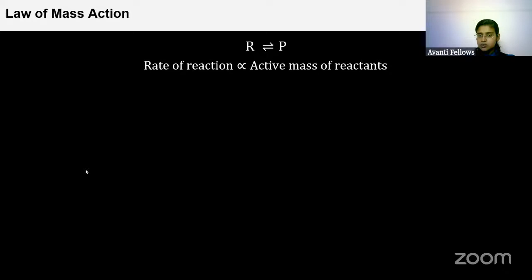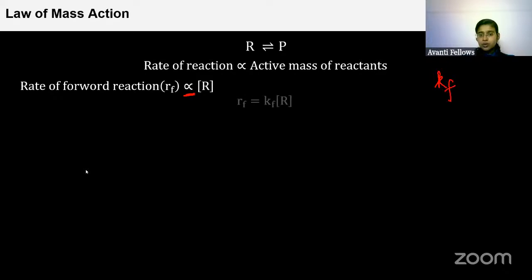Rate of the reaction is proportional to active mass. Rate of the forward reaction is directly proportional to the concentration of reactant. If I remove this proportionality symbol, I have to introduce a constant, and that constant is called Kf. So Rf is equal to Kf into R. Kf is the rate constant of the forward reaction.